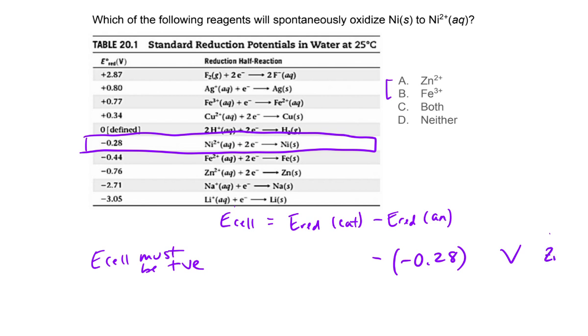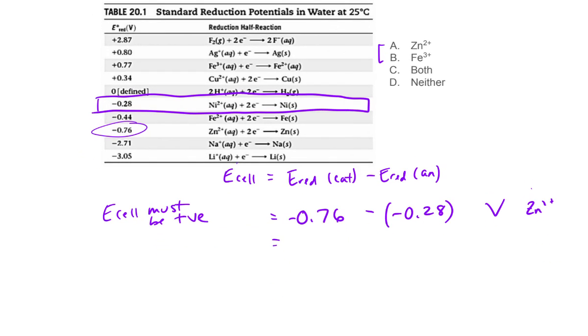So if we have the zinc 2+, that has a reduction potential of minus 0.76. And if we have minus 0.76 plus 0.28, we're going to get negative 0.48 volts, a negative cell potential, and so that will not spontaneously oxidize nickel.